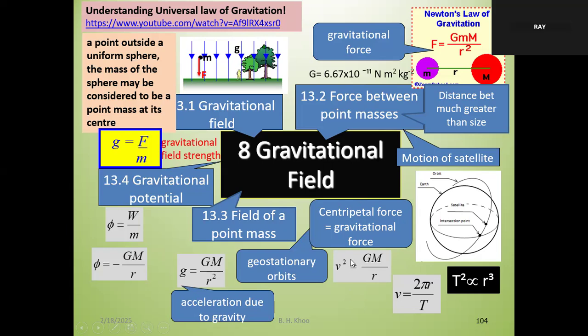So from that, we derive this formula, and then by replacing v with 2 pi r over T, we can show T squared. Is it together with the previous chapter on circular motion?